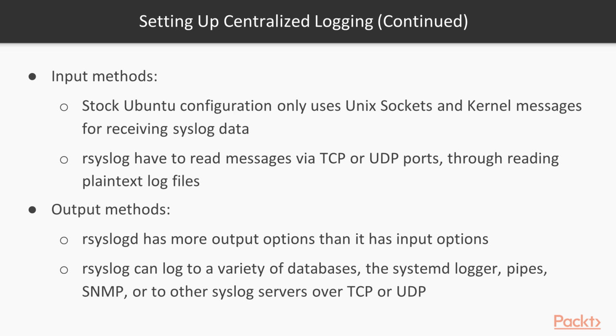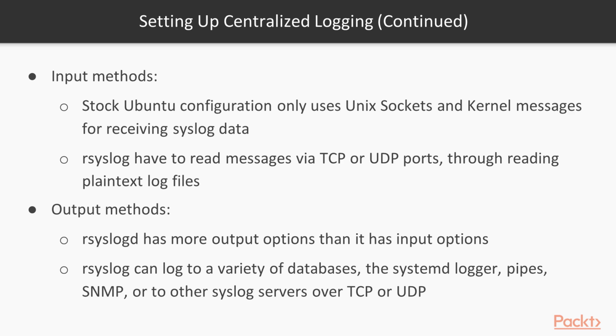Input methods. The stock Ubuntu configuration only uses Unix sockets and kernel messages for receiving syslog data. Rsyslog itself is additionally able to read messages via TCP or UDP ports, as well as reading plain text log files directly from the system. Output methods. Rsyslog has more output options than it has input options. In addition to logging to plain text files, rsyslog can log to a variety of databases, the systemd logger, pipes, SNMP, or to other syslog servers over TCP or UDP.